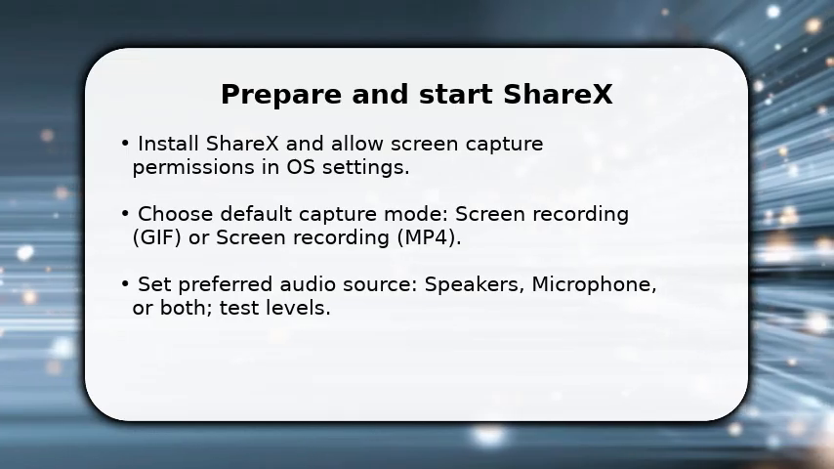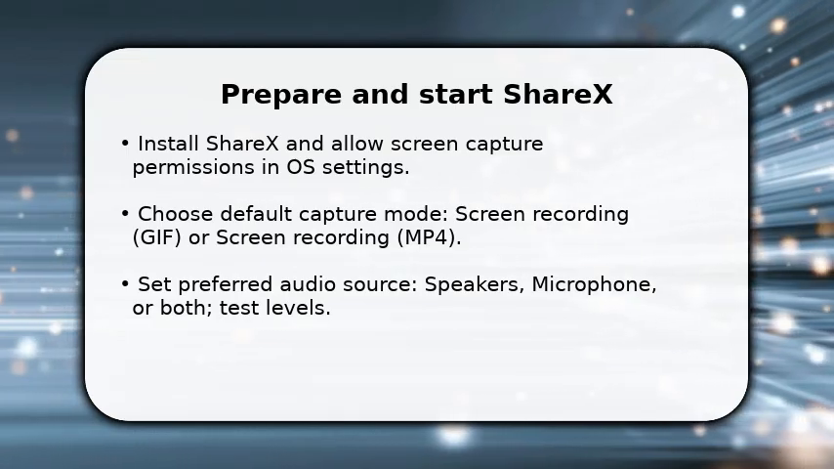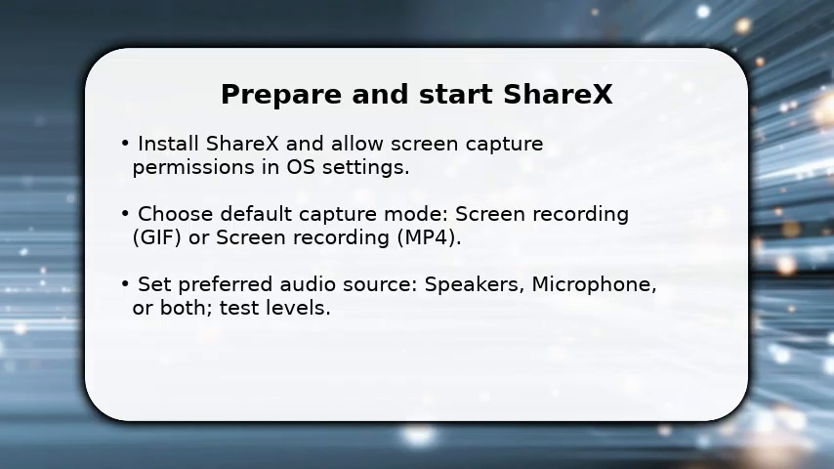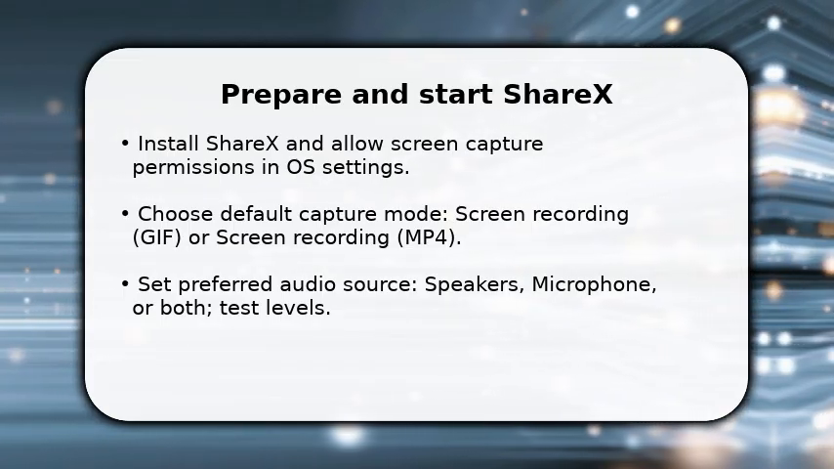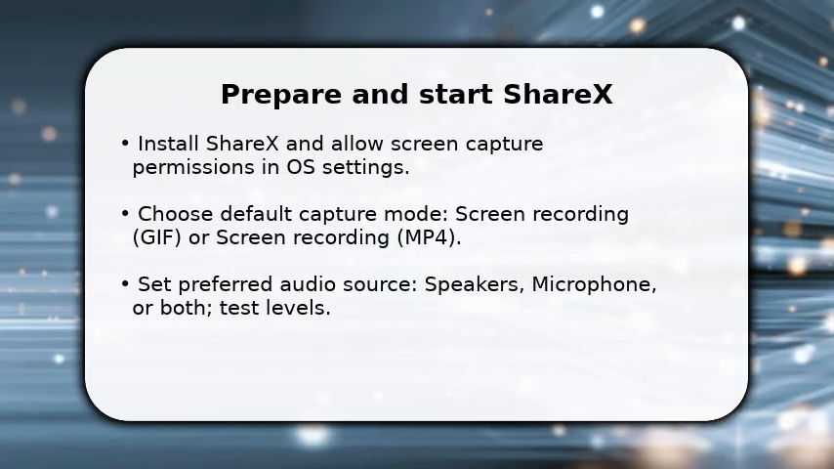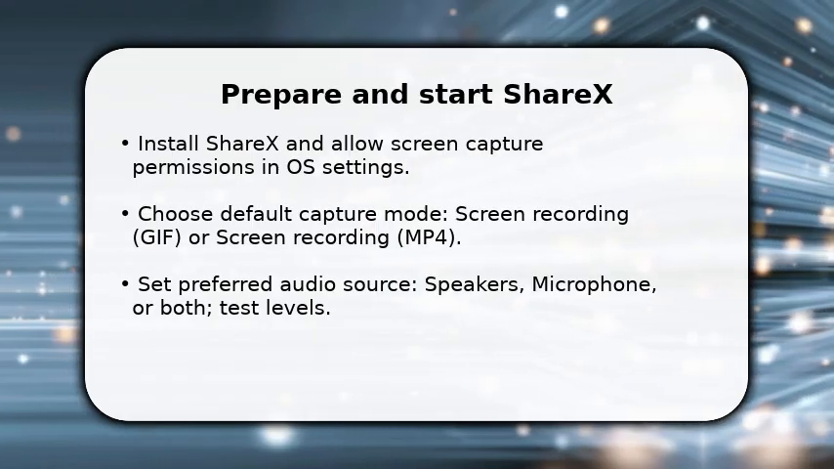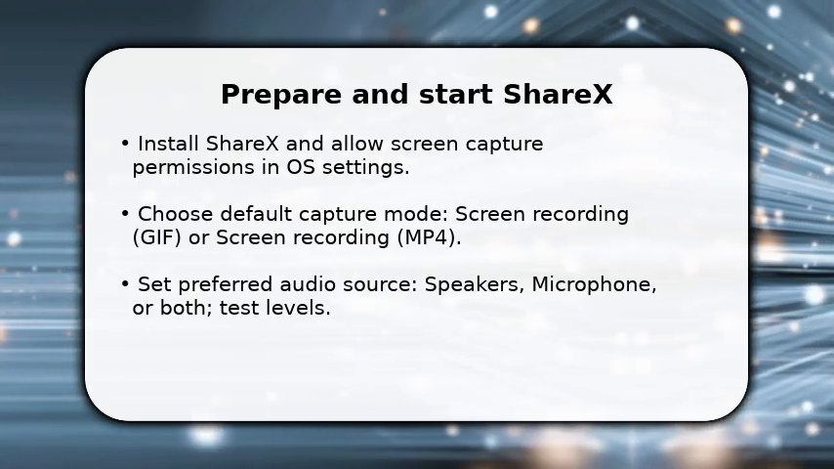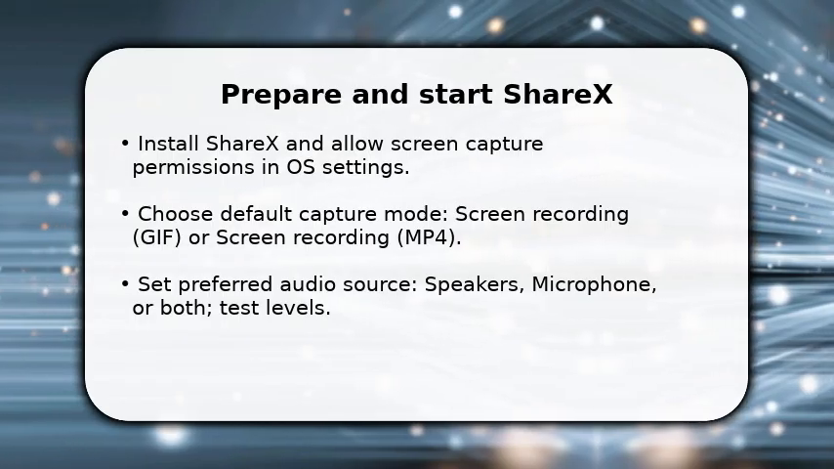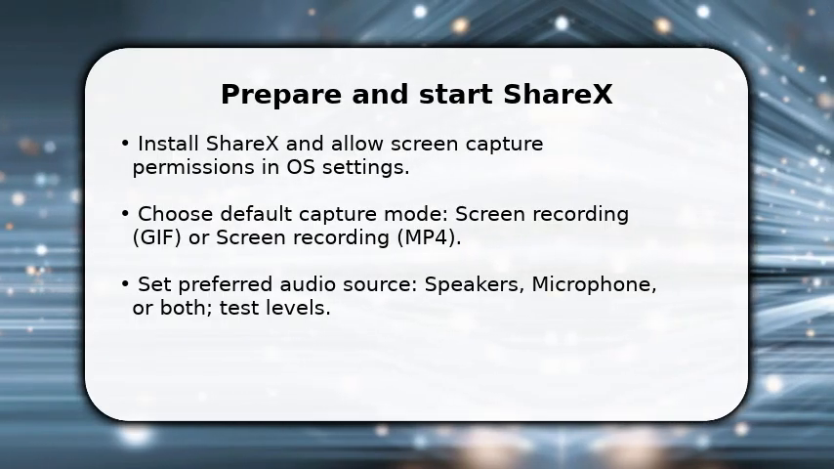Enjoy the video. You'll begin by opening ShareX and confirming permissions so capture works immediately. Select Screen Recording, MP4, if you want video. Choose GIF only for short loops. Once done, pick your audio source and use the audio/video settings to test levels. This prevents silent clips. Make sure to set an output folder and file naming pattern so recordings save predictably.